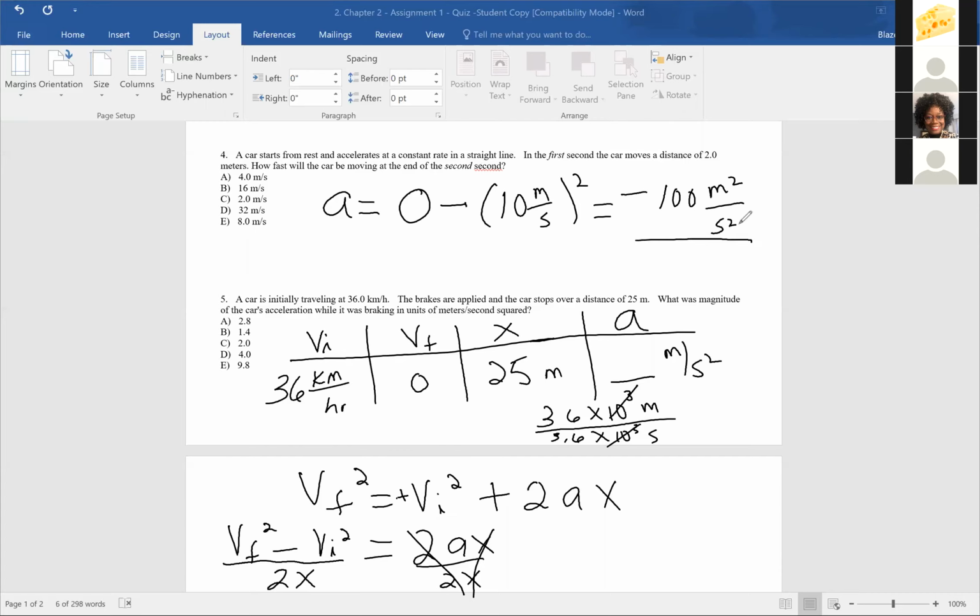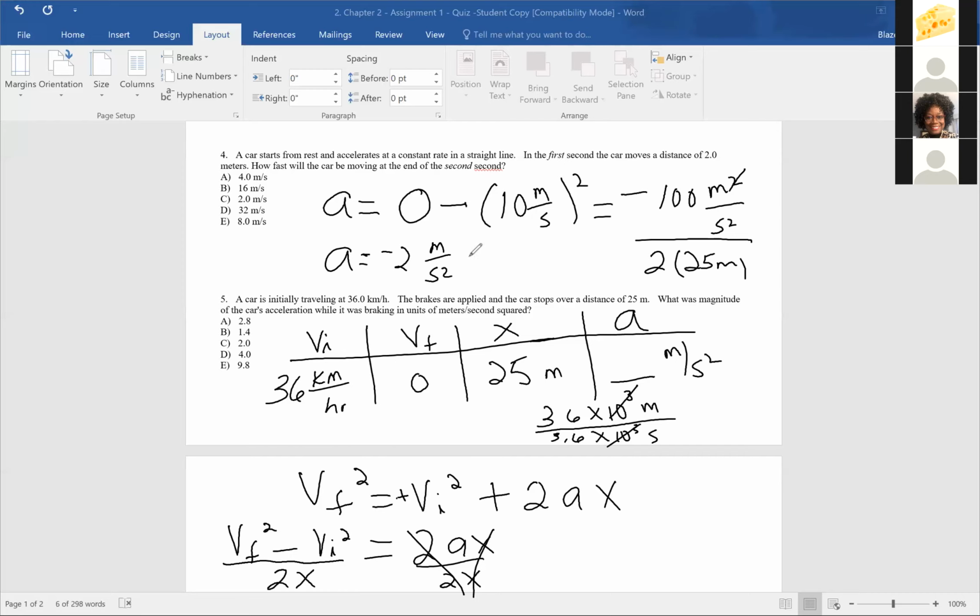And I divide that by 2x. So that's 2, and x was 25 meters. So I got 100, which is negative, divided by 50 meters. So of course, 100 divided by 50, we know that's 2. So my A is -2. One of these meters will cancel one of these. So I have meter per second square.